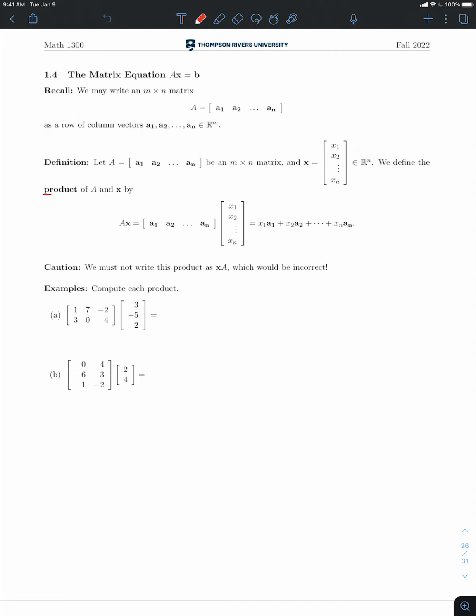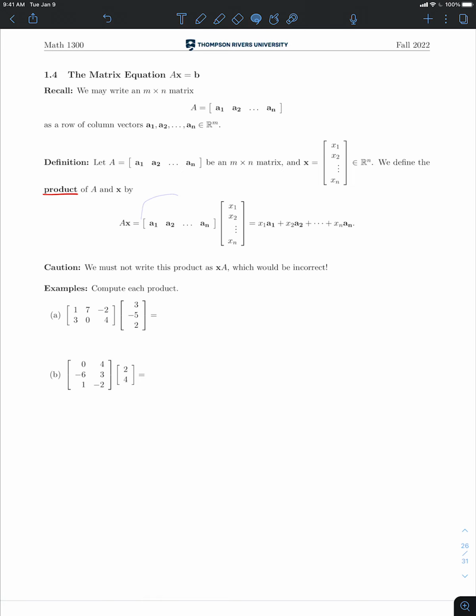So this is how we do it. We define the product of A and X. It's given by this rule here. Okay, so let's take a closer look at this. What's going on? So AX, let's just start with the simple part. AX, that's just the notation that you use to write down the product. It just says I'm going to multiply the matrix A by the column vector X.